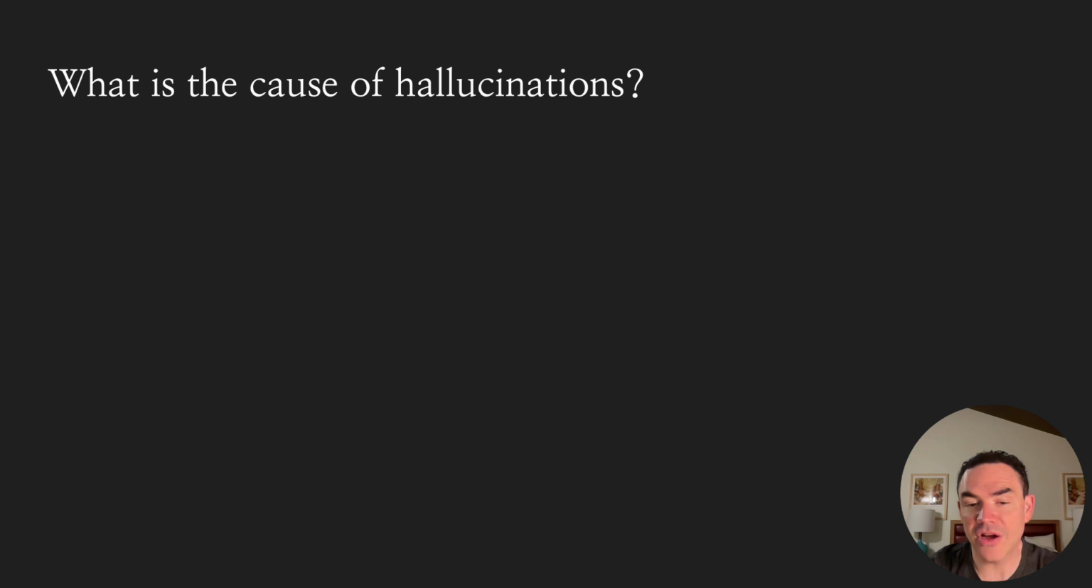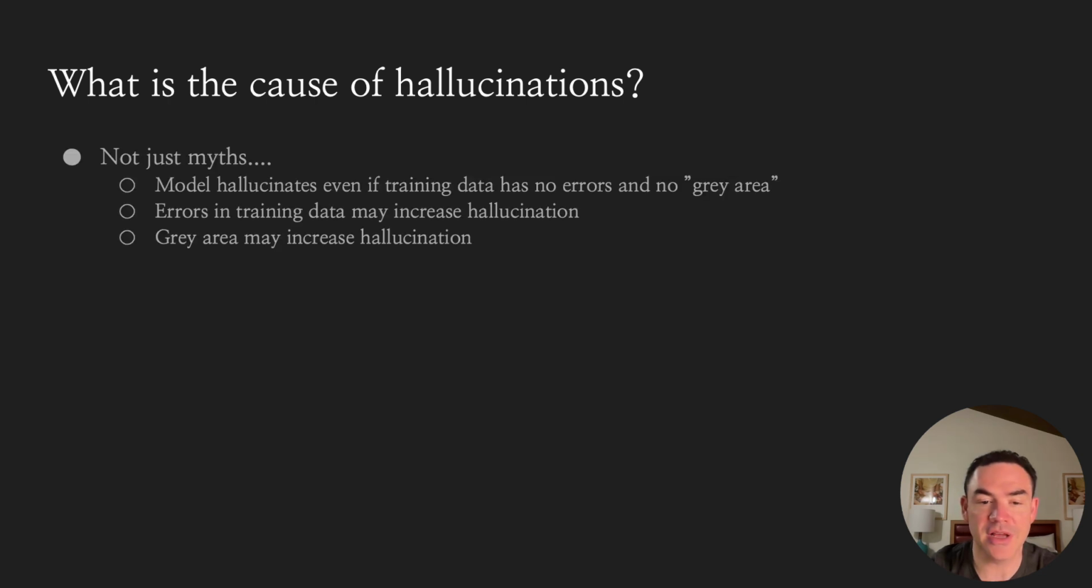Okay, so what is the cause of hallucinations? That's the main point of this talk. And we're going to say that it's not just these myths. It's not just because there's noise in our training data. Yeah, that's a problem, and it's been a problem in any kind of machine learning task. But we're going to show that models will hallucinate even if the training data has no errors, and even if there isn't a gray area. Of course, if there are errors, your model is going to hallucinate even more.